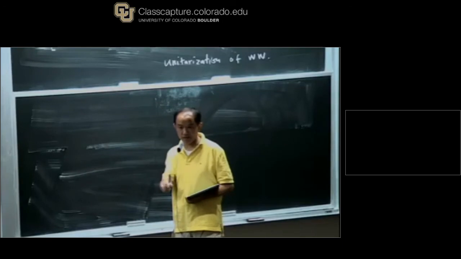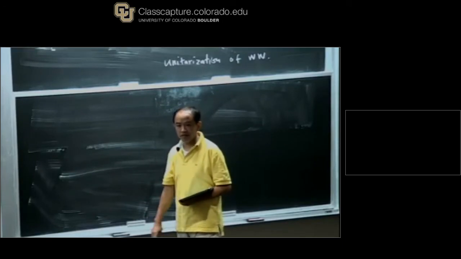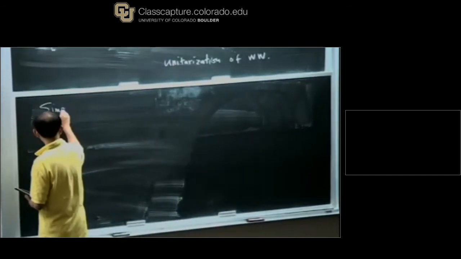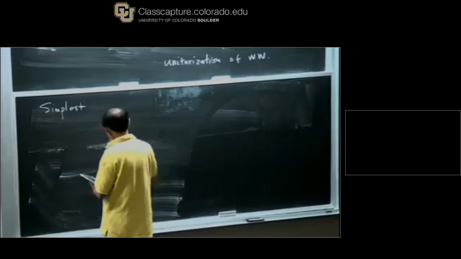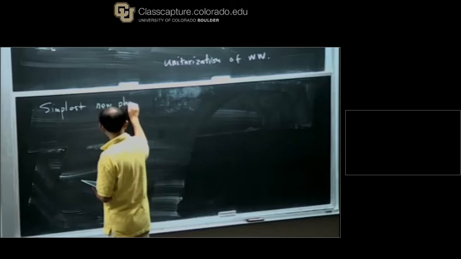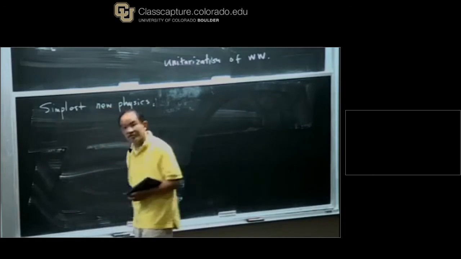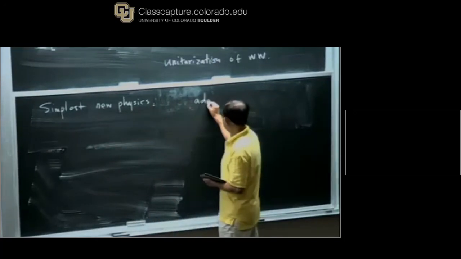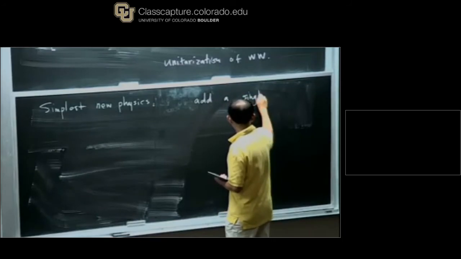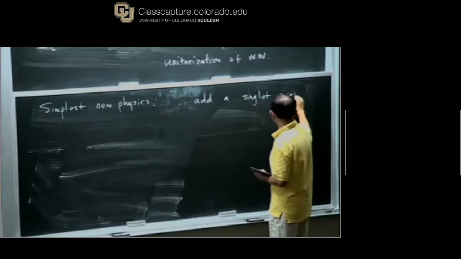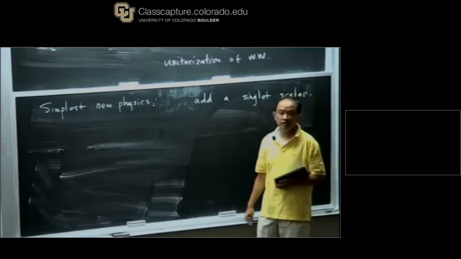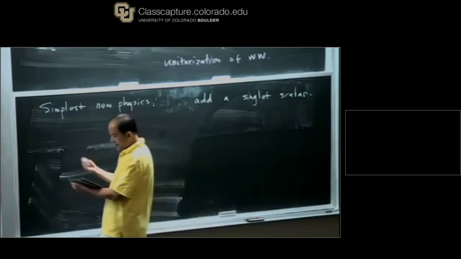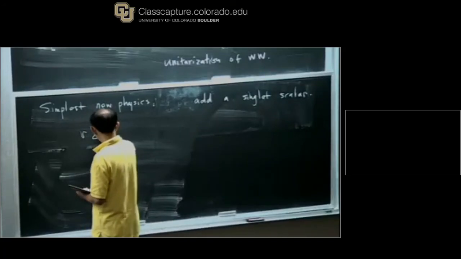But it's important to have this perspective. Higgs is just one of the ways. So, in fact, this is what we're going to talk about, since that has already been discovered. The simplest way to unitarize the amplitude is to add a singlet scalar. Not arbitrarily, but add a singlet scalar to this combination.